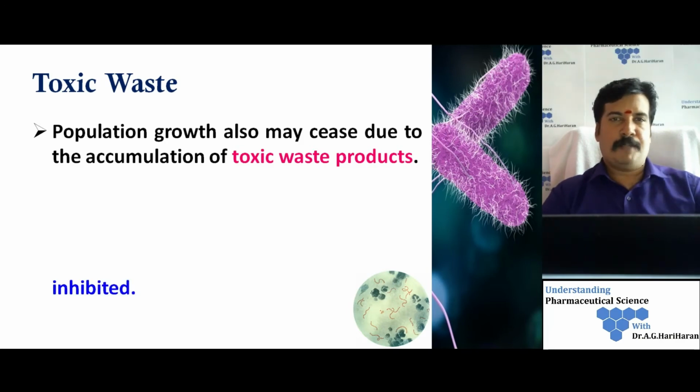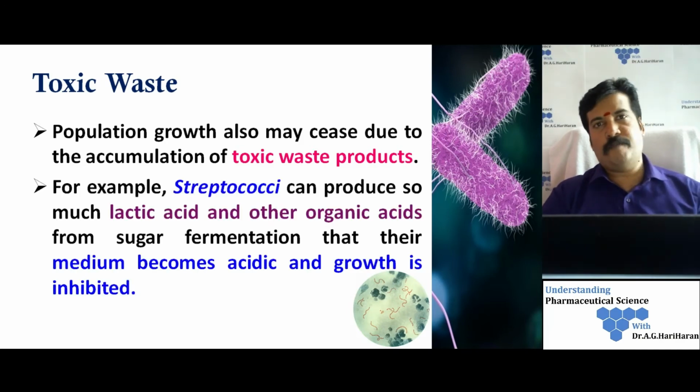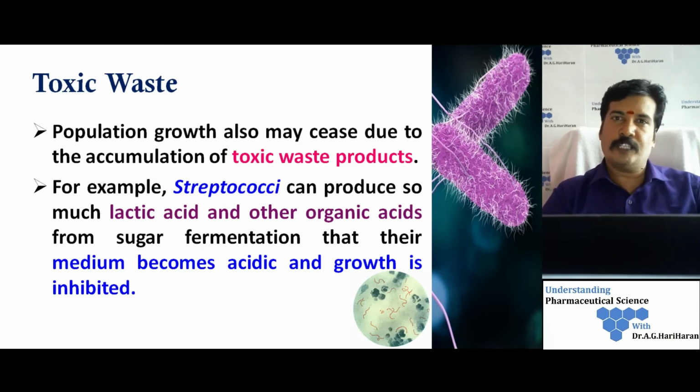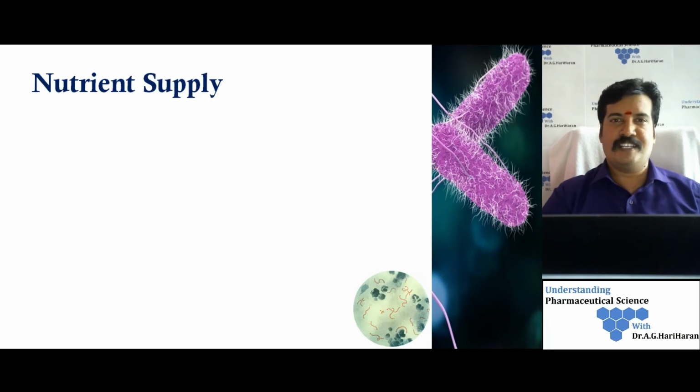For example, streptococci will produce certain acidic products like lactic acid or certain organic acids once they come into contact with food, such as sucrose or glucose. Through the glycolytic pathway, it forms lactic acid as an end product. This reduces the pH of the media and produces an unfavorable growth condition for the bacteria, thereby the stationary phase can be reached.